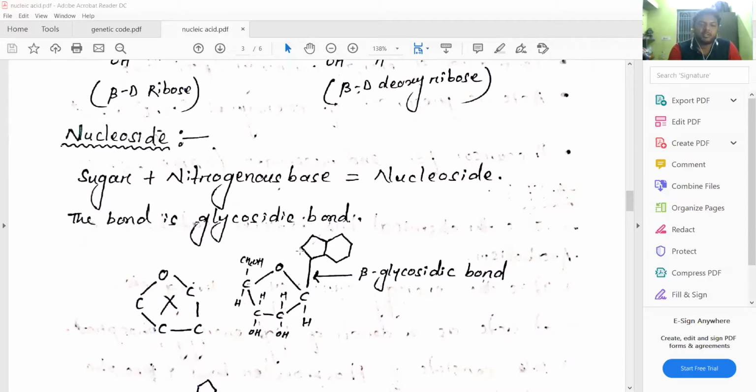This is generally a purine base, whatever it may be. The N base may be A, T, G, C, U. These are the N bases. Here it is one purine. So this one is the nitrogenous base and your sugar molecule, and the bond present between them is called the beta glycosidic bond. So just remember the bond present between them, in case of nucleoside or nucleotide, is the beta or simply glycosidic bond. The linkage between your nitrogenous base and pentose sugar is the glycosidic bond.